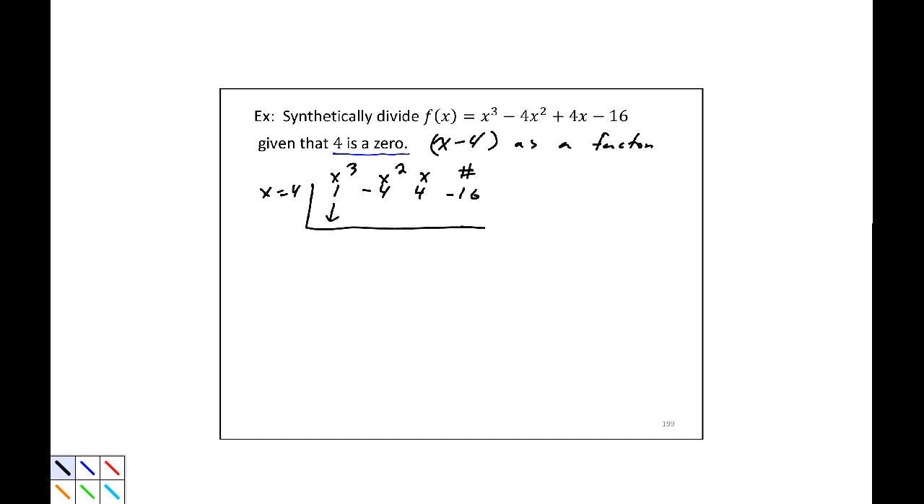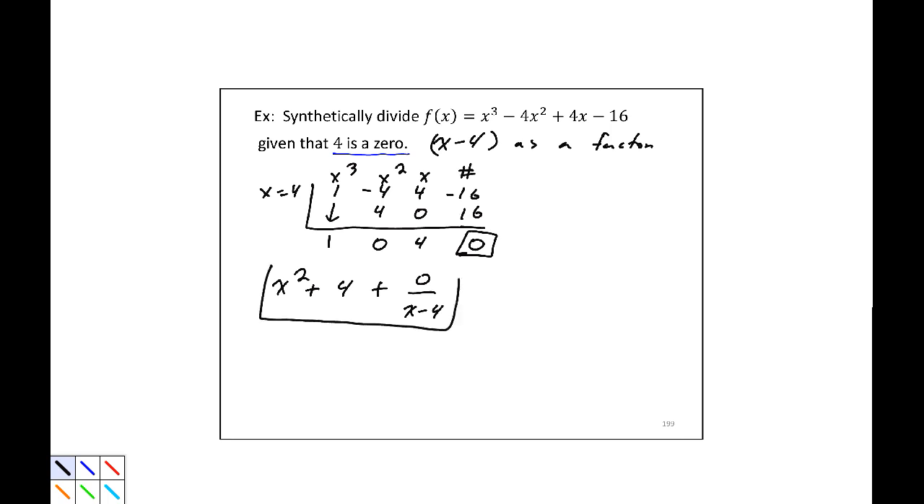So I'll bring down my first value of 1, multiply the 4 I have as a 0 times 1. That's 4. Negative 4 plus 4 is 0. 4 times 0 is 0. 4 plus 0 is 4. 4 times 4 is 16, a positive 16. So adding negative 16 plus 16 is 0. My remainder is 0, which means, again, we knew it was a 0 because x minus 4 is a factor. So our result is x squared plus 4 plus 0 divided by x minus 4, or just x squared plus 4.